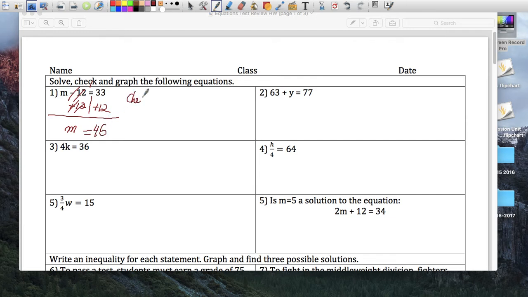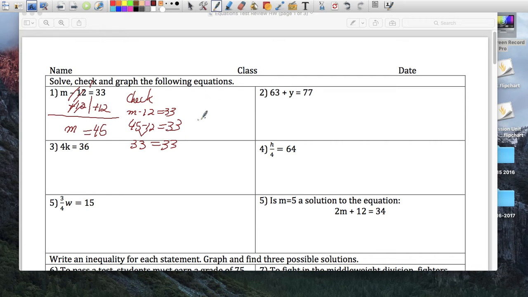I check the original equation, m minus 12 is 33. I'm going to replace my m with 45. 45 minus 12 equals 33. Is 45 minus 12 33? Yes, it is. And that equals 33 on the other side. That's what an equation is: two expressions that equal each other. In order for that to be equal, I needed m to be 45.